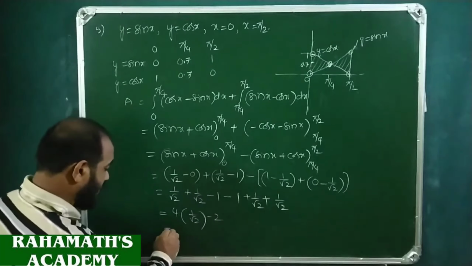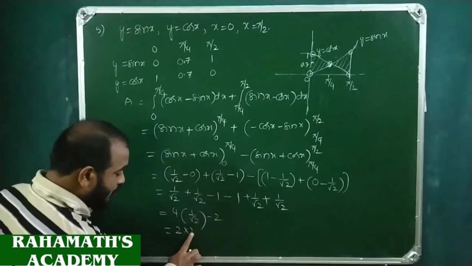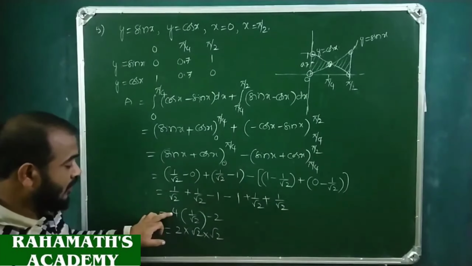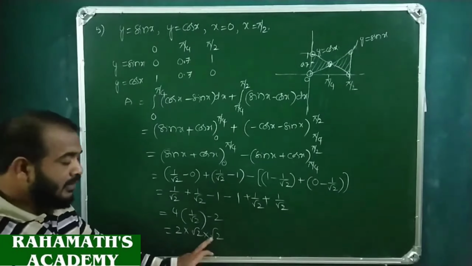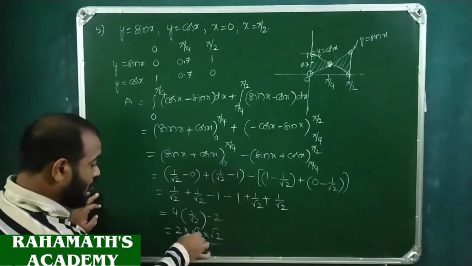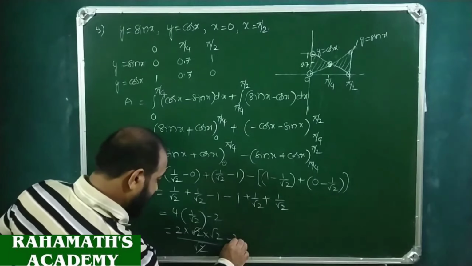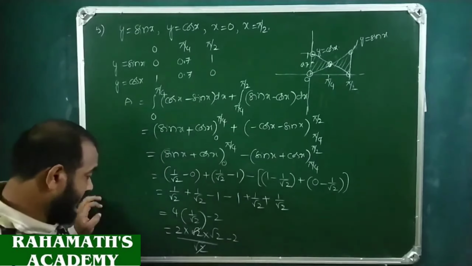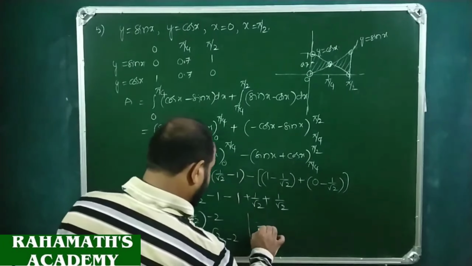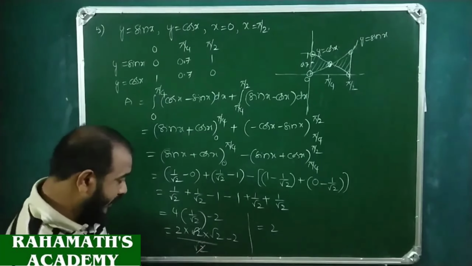So this is equal to, 4 can be written as 2 into 2. 2 can be written as root 2 into root 2, so 4 I have written 2 into 2, and 2 can be written as root 2 into root 2 by root 2. So root 2 gets cancelled. Minus 2. So here, if I take 2 in common, then I get 2 into root 2 minus 1.